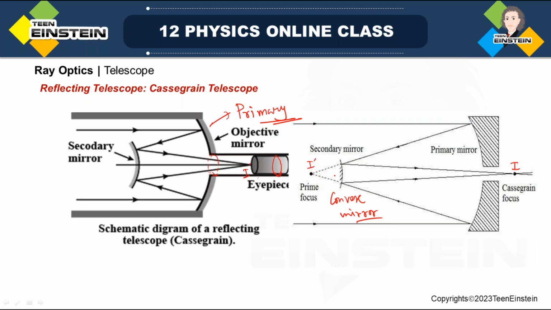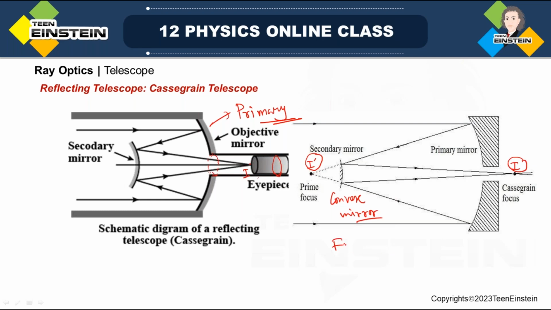The final image formed here is viewed through the eyepiece, as the first image at F is inverted. At this place, this I prime will be actually inverted, and hence the final image in this case will also be inverted with respect to the object. Because this image is inverted, the final image also will be inverted.